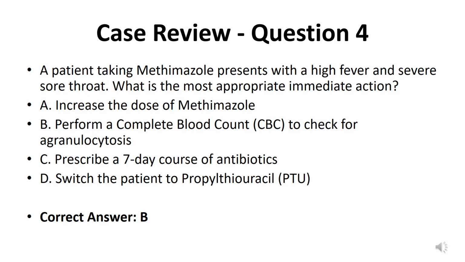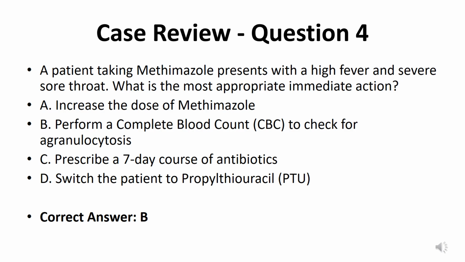Although methimazole is generally effective and well tolerated, it can rarely cause life-threatening adverse effects. One of the most serious complications is agranulocytosis. Agranulocytosis is a severe reduction in neutrophils, which are critical white blood cells responsible for fighting bacterial infections. When neutrophil levels fall dramatically, the immune system becomes dangerously weakened. Patients can rapidly develop severe infections that may progress to sepsis if not recognized quickly.